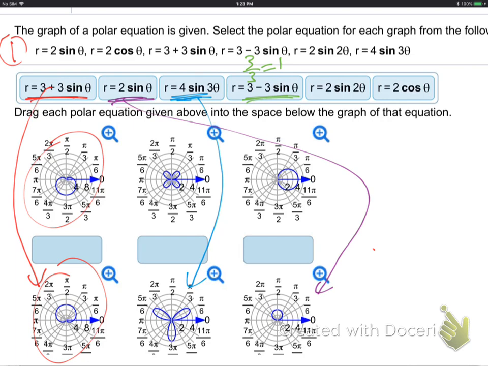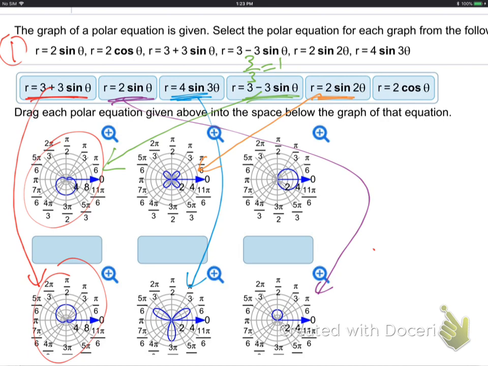It's negative. So it's going to be, isn't it number 1? Yeah. Number 1 there, right? Because it's going down on the y-axis, dimpled. There it is. Good. To number 5 we go. 2 sine 2 theta. What's that? Rose. A rose with how many petals? 4. 4, because even numbers always double the number of petals.